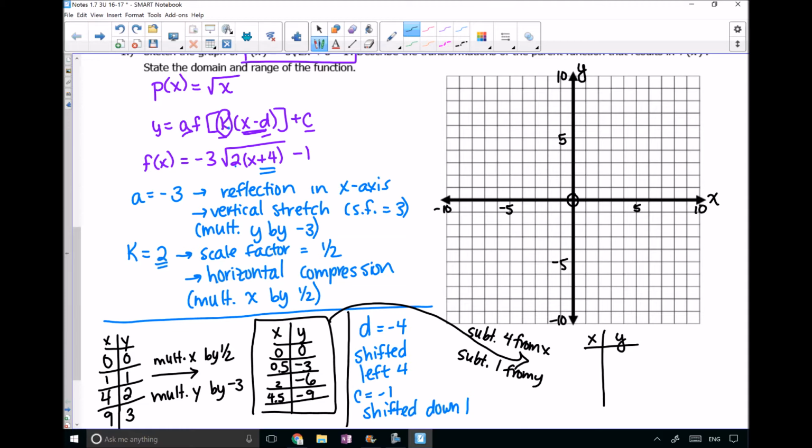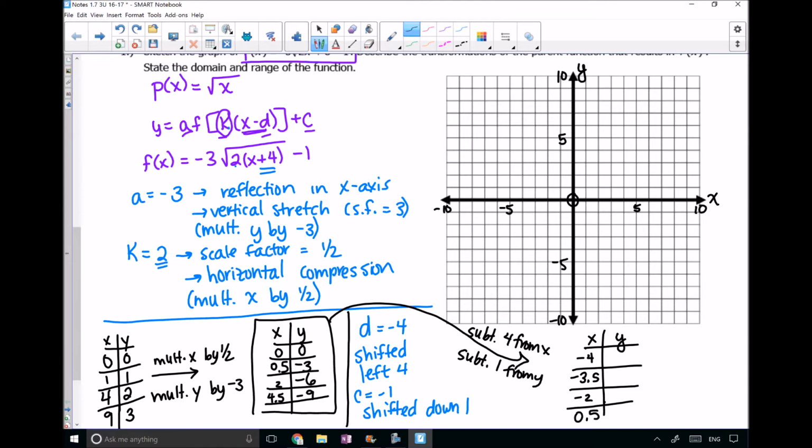So let's go ahead and create our new chart right here. So we've got x and we've got y. When I subtract 4 from 0, I get -4. When I subtract 4 from 0.5, I get -3.5. When I subtract 4 from 2, I get -2. And when I subtract 4 from 4.5, I get 0.5.